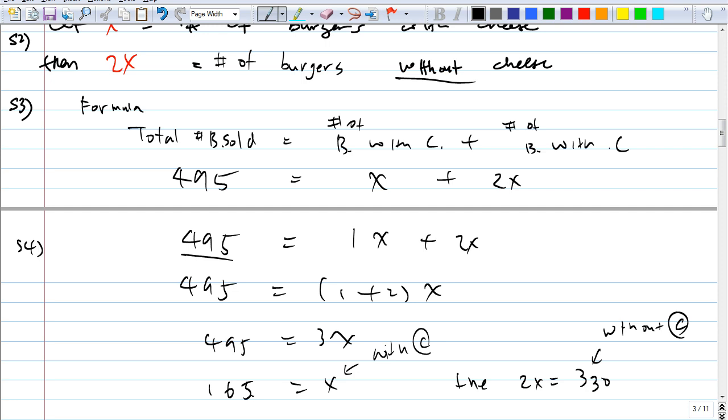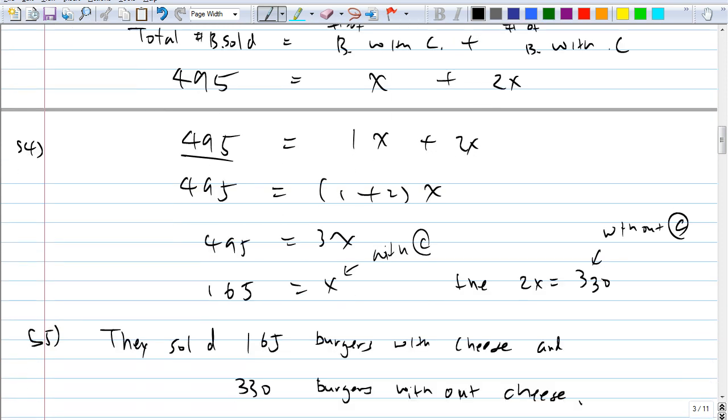Not quite. Samuel, what do you think? How should we finish this? Right. So write it as a sentence, right? How would you write this as a sentence? You would say the number of burgers sold with cheese was 165 and without cheese was 330. That's exactly right. So that's all you have to write, okay?